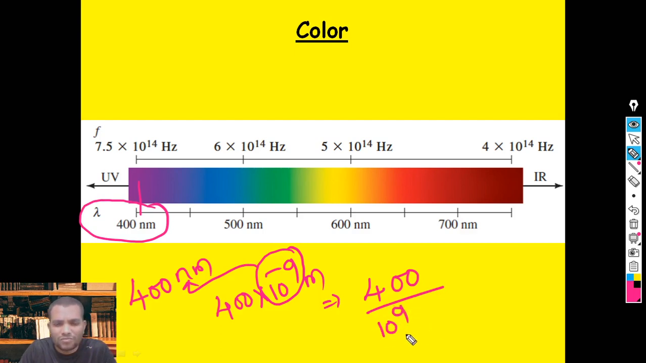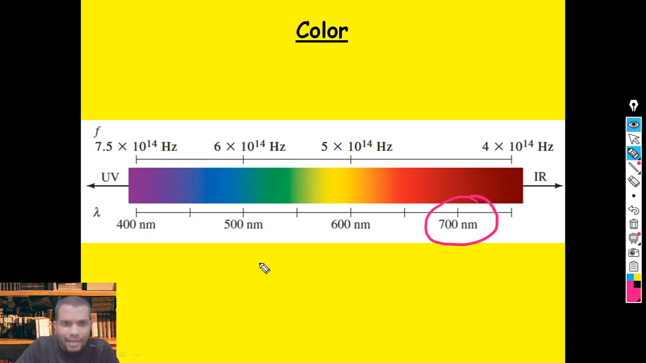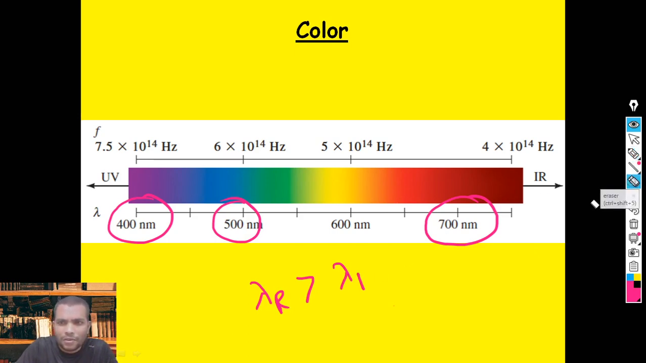I hope you know how to write 10 power 9. We don't want those mathematics here, but I would like to show the wavelengths of the colors. Here are all the wavelengths of the colors. So this is important: the wavelength of red color is greater than the wavelength of blue or violet color.